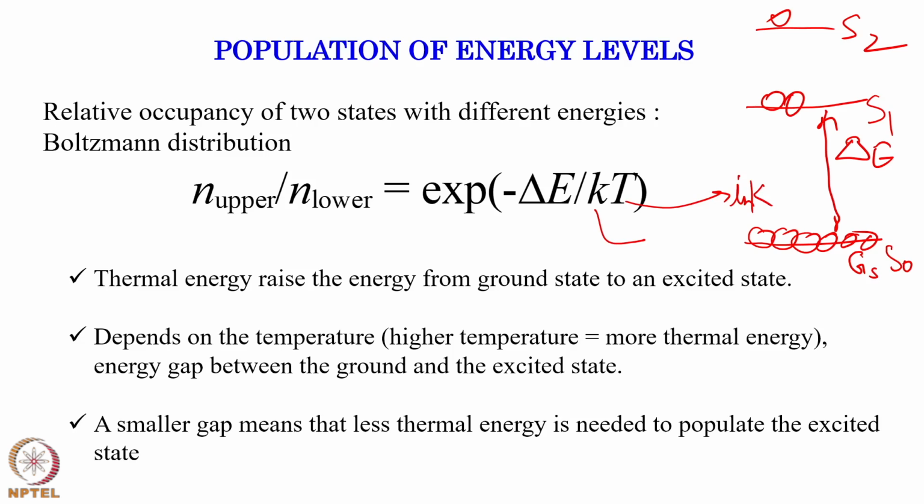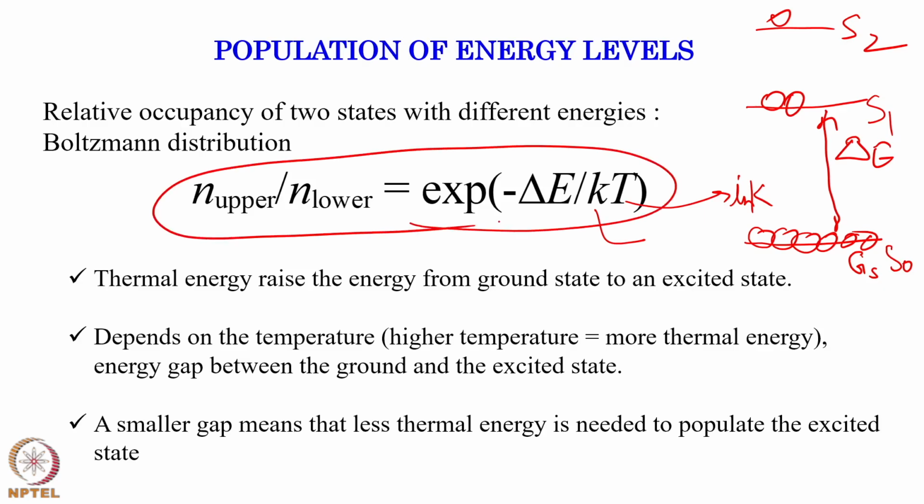The number of particles in the upper state and lower state will be different. Typically, the lower state will have more particles than the upper state, but how much difference there is depends on the distribution, which is called the Boltzmann distribution. So, when we raise the energy, say thermal energy, more particles can go from the ground state to the excited state.